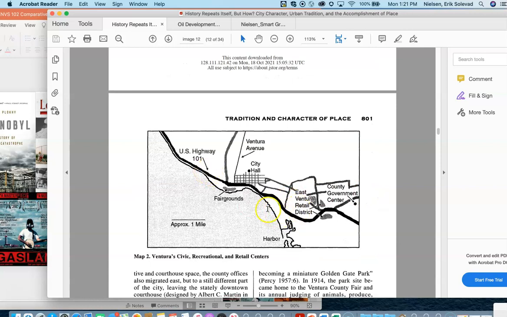Again, they have towns. Sorry, I've got my cat trying to get my attention.